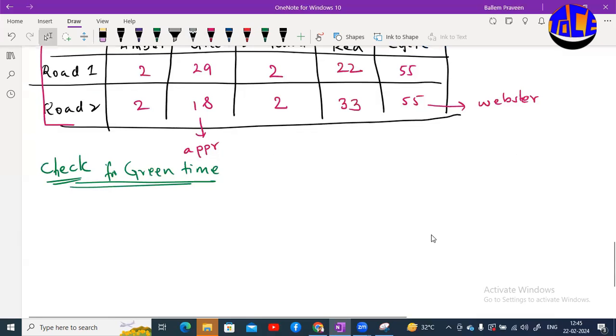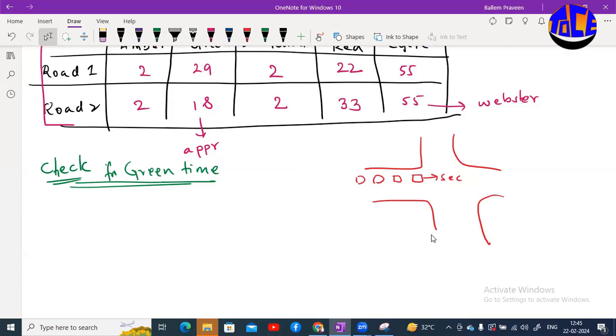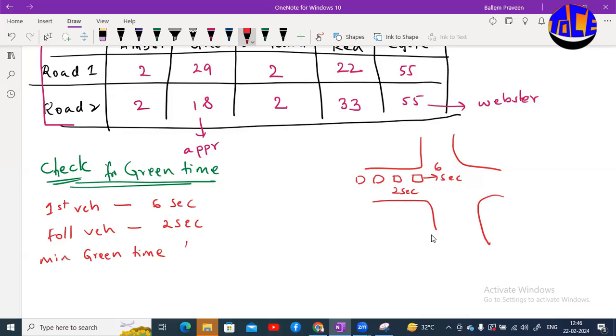For green time checking, we need to remember one thing. The first vehicle standing will take 6 seconds to cross the signal, and the following vehicles will take 2 seconds each to cross the signal. Remember, this is also based on IRC recommended values. Minimum green time, for safety reasons, IRC provides as 16 seconds, on both major and minor roads. So the minimum green time should be 16 seconds. That also we need to check.